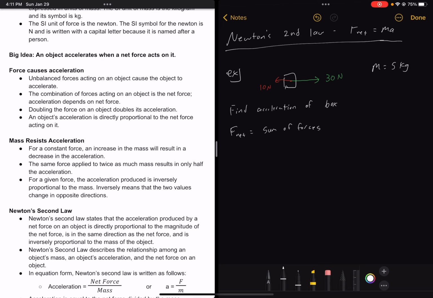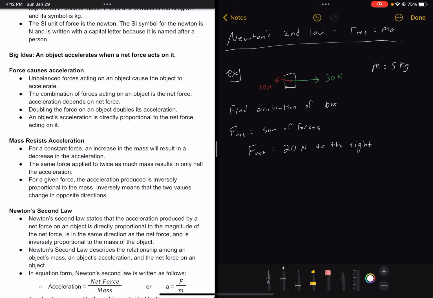But in this case, obviously, the forces are not balanced. I have 30 newtons going to the right. I have 10 newtons going to the left. So I end up with a net force of 20 newtons going to the right. So my net force here is 20 newtons to the right.